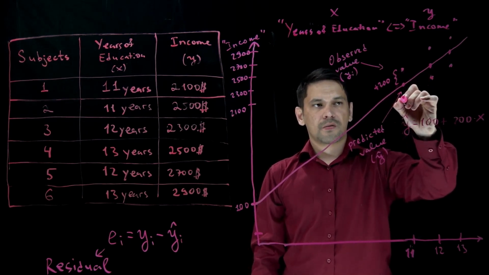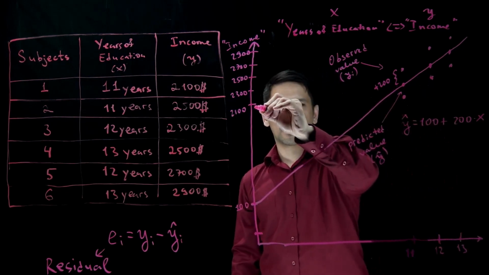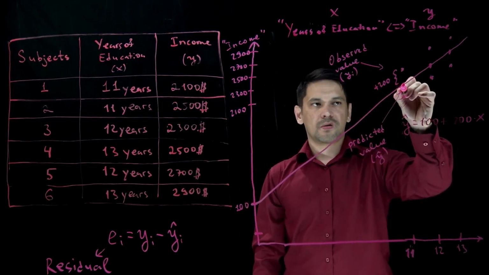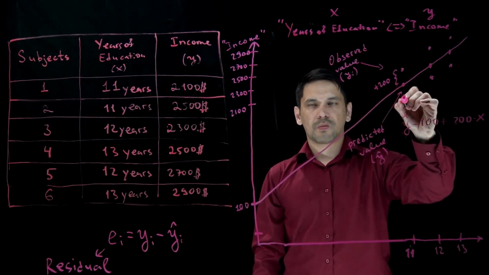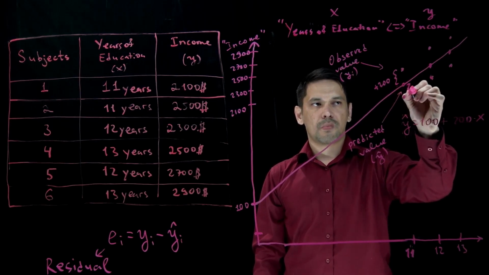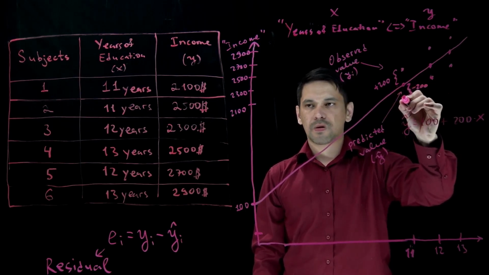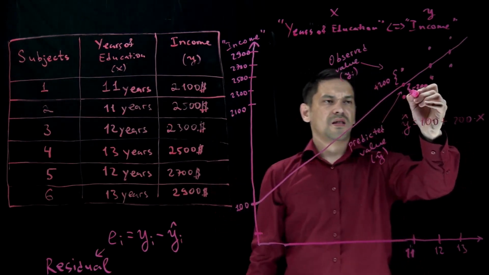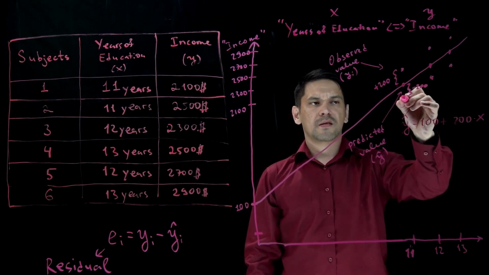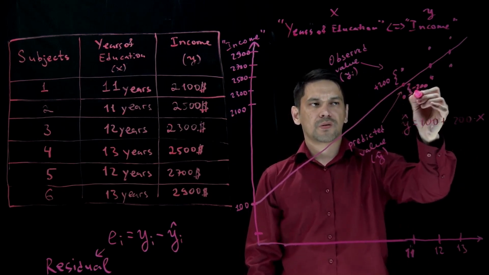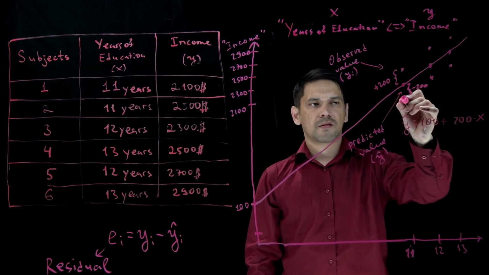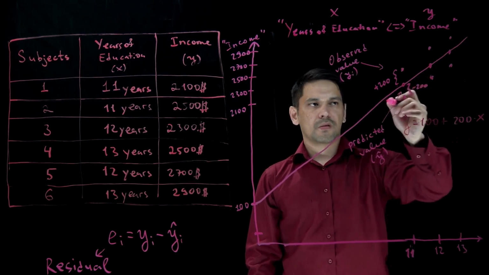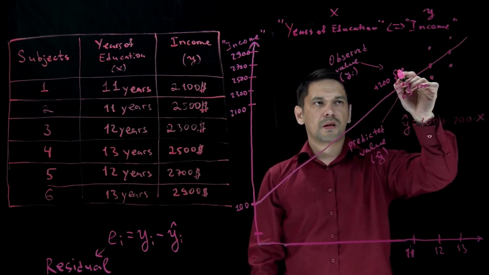Now, let's calculate the residual for this dot. We know that the observed value for this dot is equal to 2,100, and the predicted value is 2,300. 2,100 minus 2,300 gives me minus 200. That means the residual for this person who has an income of $2,100 and 11 years of education is equal to minus 200. That means the distance between this dot and the regression line is equal to 200. Now the residual is negative. Why? Because this dot is below the regression line. All the dots that are below the regression line usually have negative residuals, and all the dots above the regression line have positive residuals.